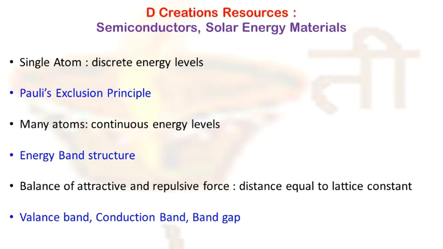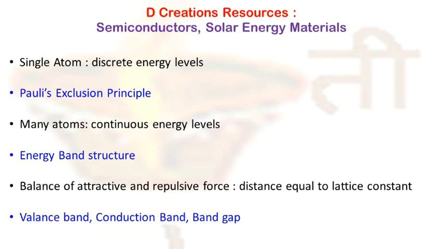Now when atoms are brought closer, the attraction force increases due to the interaction between nucleus of one atom and electrons of the other atom. But if their interatomic distance is too small, then there will be a repulsion force as well due to the interactions between the two nuclei. So there has to be a balance between attraction and repulsion force, and this balance occurs at the interatomic distance equal to the lattice constant of each material.